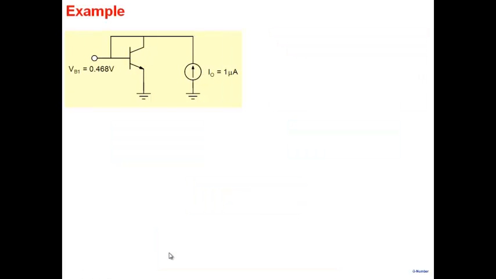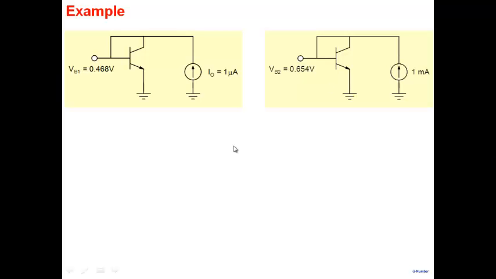Alright, let's give an example. Say 1 microampere. If you had passed 1 microampere into your transistor in the lab, you would have probably measured 0.468 volt here. If you had passed, let's say 1 milliampere, you would have probably measured 0.654. These things vary from diode to diode also. Then, what did we say? We'll take the difference of the two, VB2 minus VB1.